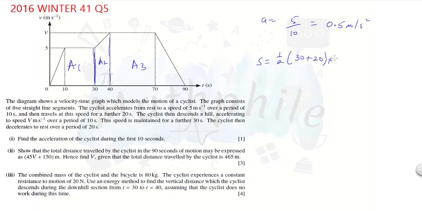That's the first one. Plus 1 over 2, the sum of the parallel sides again. This is 5 and V. 5 plus V, times 10.